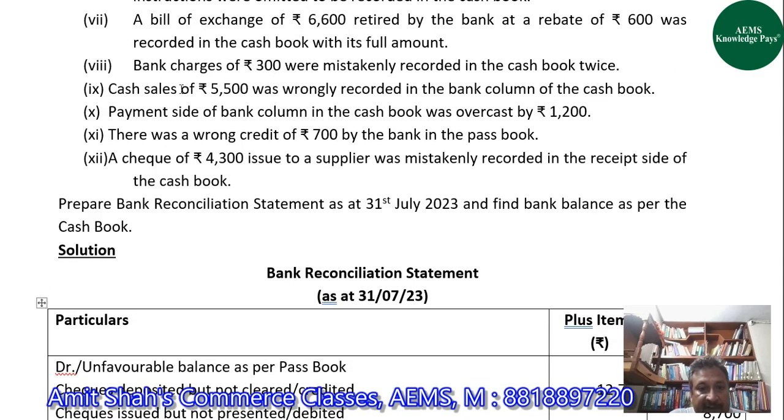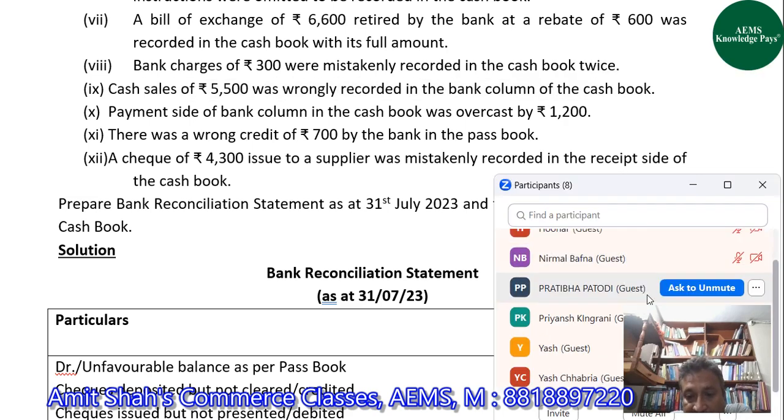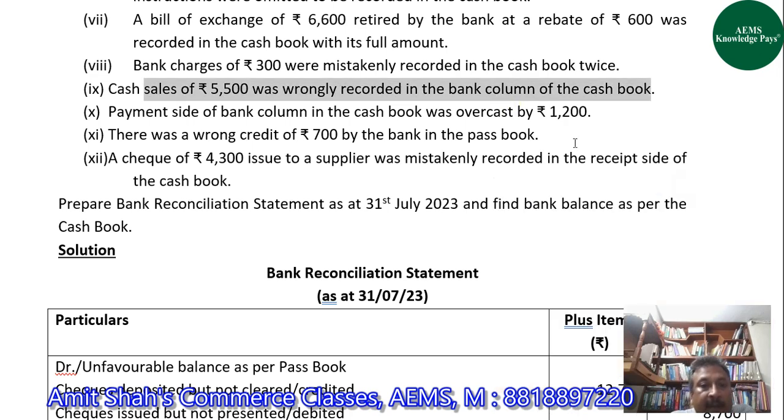The next transaction, guys, is cash sales of rupees 5500 was wrongly recorded in the bank column of the cash book. I hope, guys, you all are with me, right? Right, Aryan? Yes, sir. Aryan, are you there in the class? Yes, sir. Right. So we did cash sales of rupees 5500.